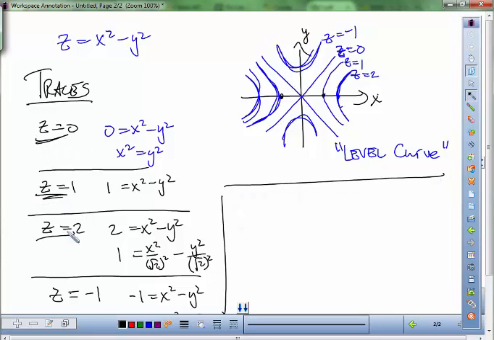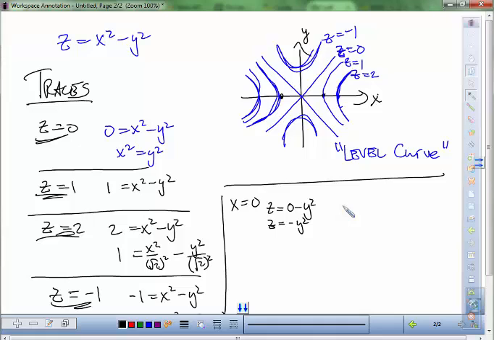So we have traces when z is equal to a constant, but we also have other traces when x or y is equal to a constant. So let's try a couple of traces along the x. Let's say x is equal to 0. So when x is equal to 0, I would have z is equal to 0 minus y squared. So z is equal to essentially minus y squared. What kind of a graph is that? It's a sideways parabola. So I guess it doesn't matter, it's a parabola. But let me draw the axis for this.